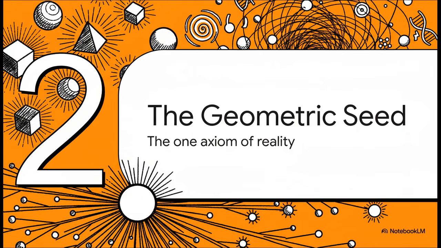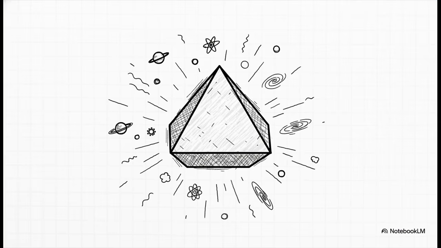So if there are no dials to turn, where do the laws of physics actually come from? Well, the theory gives a pretty radical answer. Everything emerges from one single, simple geometric starting point. That's it. That's the one and only assumption. And here it is. The proposed seed of all of reality is the tetrahedron, the simplest possible 3D solid. The core claim here, and it's a huge one, is that everything, from the tiniest quark to the force of gravity holding you in your seat, is just an emergent property of the relationships inside this one perfect shape.